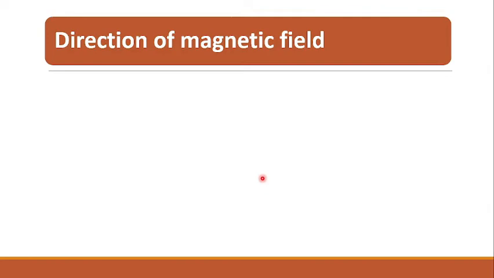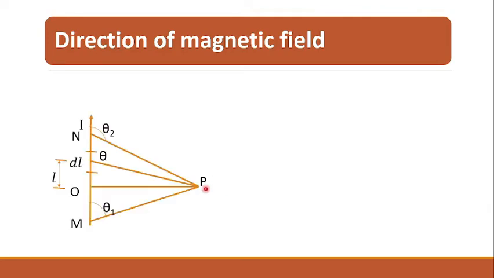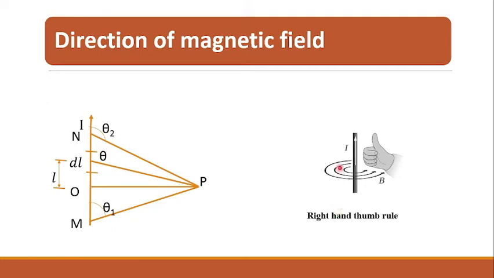So the direction of the magnetic field at a point P due to a long straight wire can be found by a slight variation in the right hand thumb rule. If we stretch the thumb of the right hand along the current and curl the fingers to pass through the point P, the direction of the fingers at P gives the direction of the magnetic field, right? So the magnetic field at P will be going into the plane of the figure.